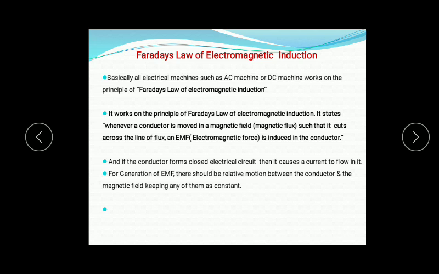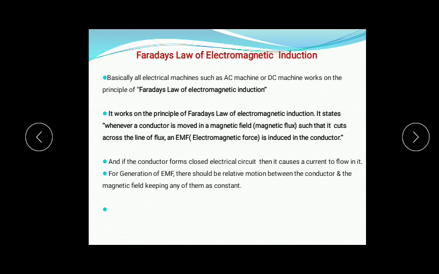Between these two, there is a constant magnetic field. Now, if you move a conductor in between the magnetic field, this conductor cuts the lines of flux. Therefore, because of that, an EMF is induced in the conductor. And if the conductor forms a closed circuit, it will cause a current to flow in it.